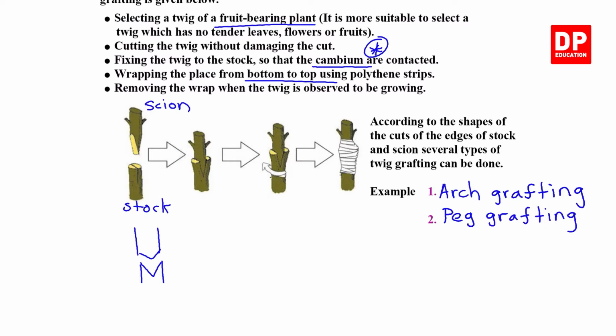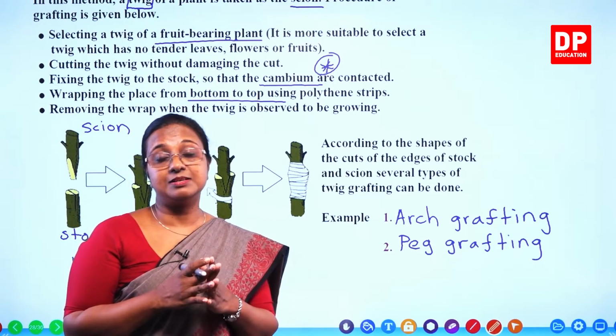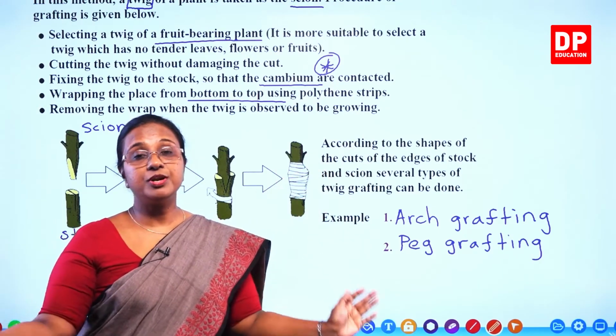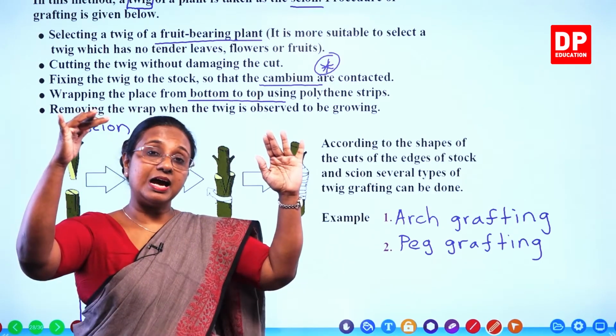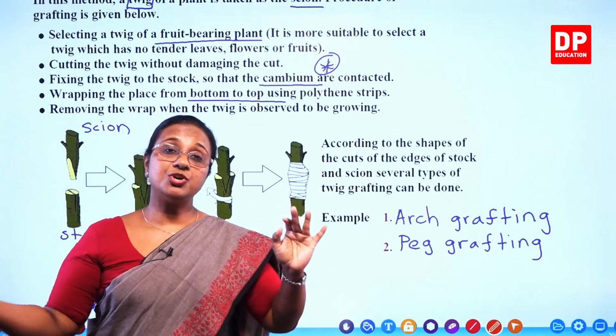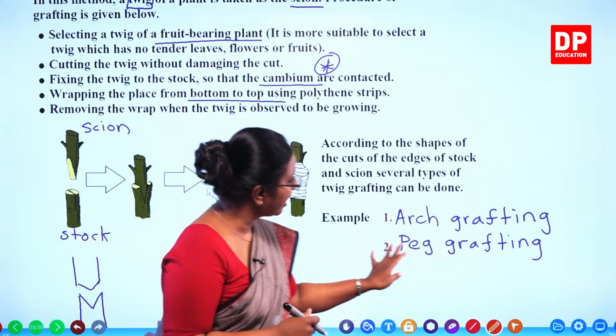Arch grafting, from the name, students, you all can remember. You might have seen this in certain places. Two plants growing on either side of the road are brought together and connected at the top like an arch, and they grow together. One will be the stalk, the other will become the scion. So there we can do the arch grafting.